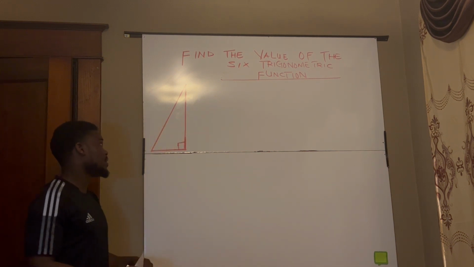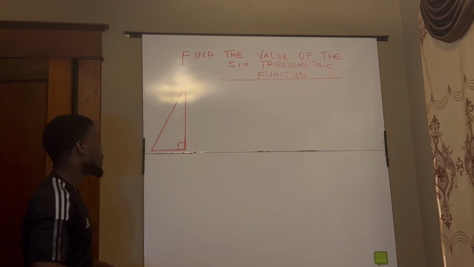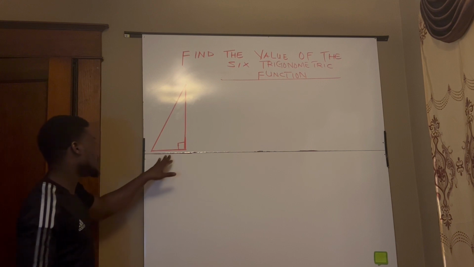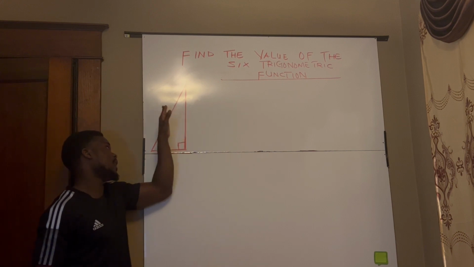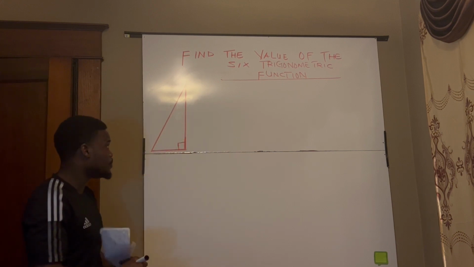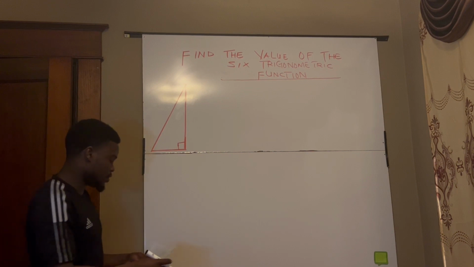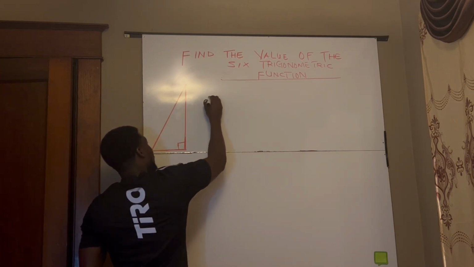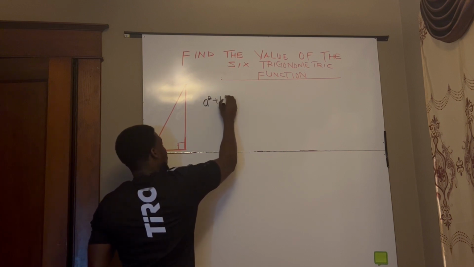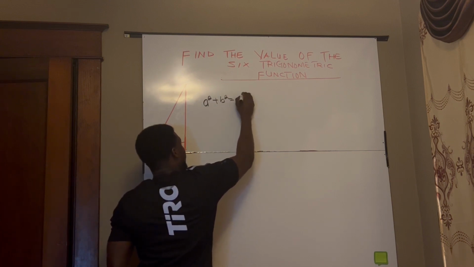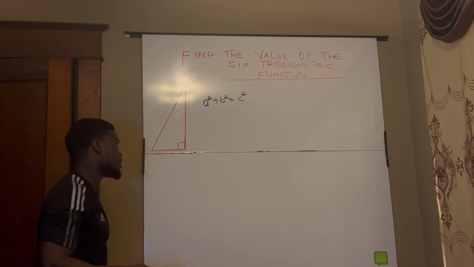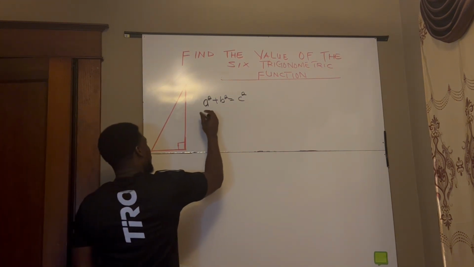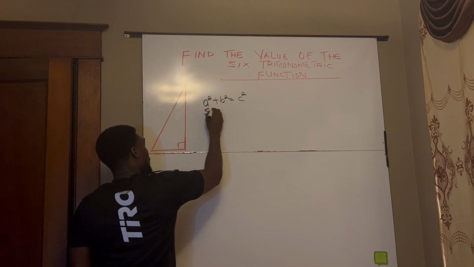So let's take a look here. There's a triangle, and there's a, b, and c. This is our base, this is our height, and this is the hypotenuse. The first part that we're going to learn is the Pythagorean theorem, which is a squared plus b squared is equal to c squared. Another thing that we are going to cover here is SOH CAH TOA.